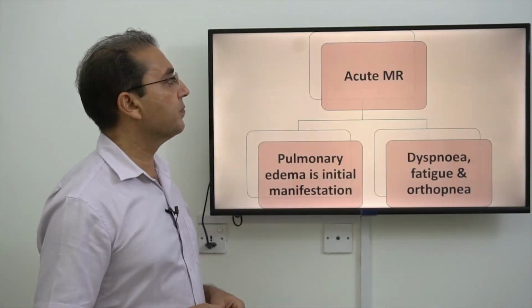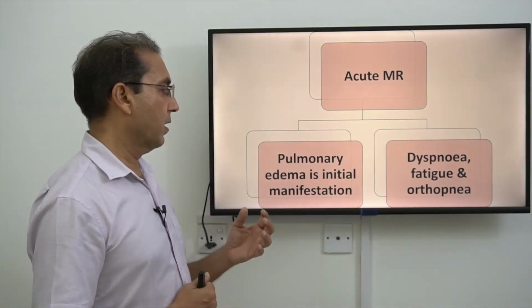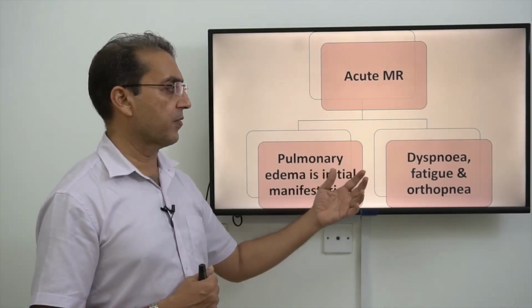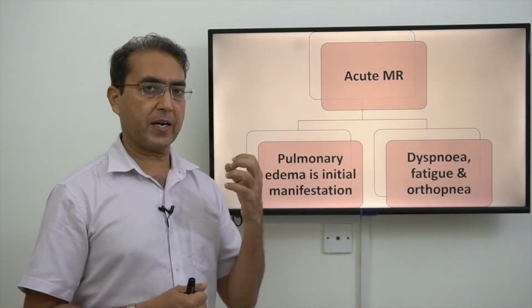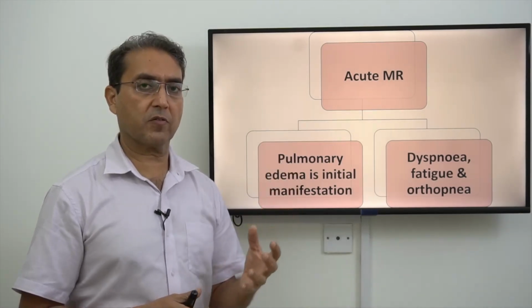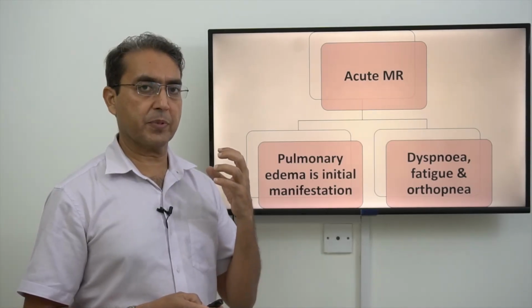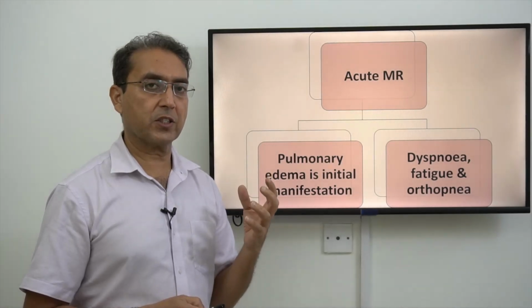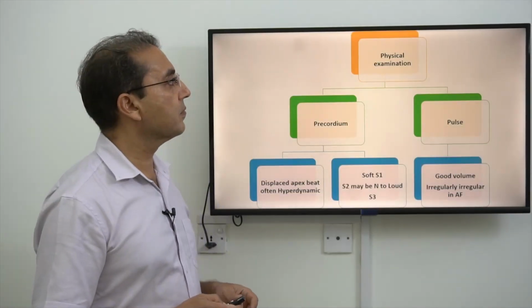Now, acute MR, as I mentioned, presents differently. It presents with a sudden onset of pulmonary edema, and later on the patient develops complaints like dyspnea, fatigue and orthopnea. But in the beginning it's a dramatic event and the patient comes with a sudden onset of pulmonary edema. The patient is very short of breath, and sometimes the patients are already admitted and they develop a complication of acute MR and they are in a state of shock.